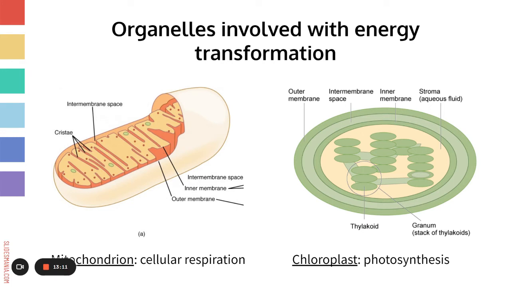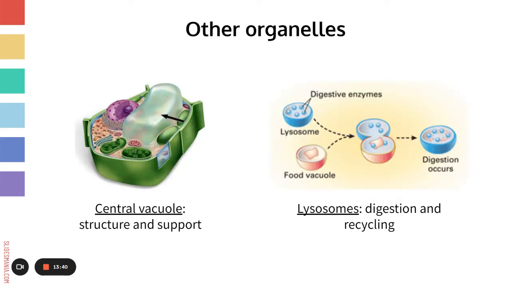And then the other major organelle involved with energy transformation is the chloroplast. And again, the chloroplast is going to be only found in photosynthetic organisms like plants, but that's where all of the photosynthetic reactions are taking place for the cell. It's also where the plant is going to harvest the sunlight and turn it into sugar, along with water and carbon dioxide. Okay, so these are some other basic organelles.